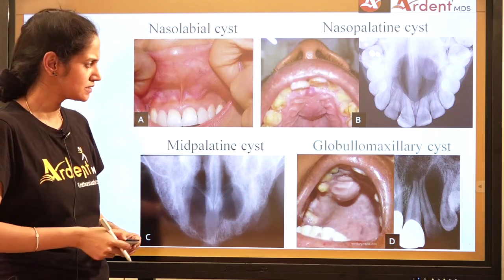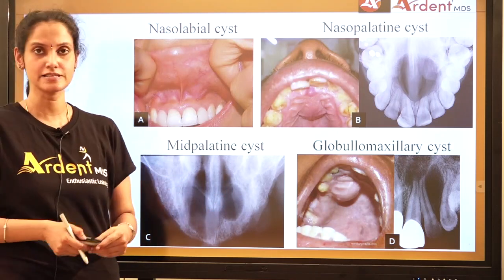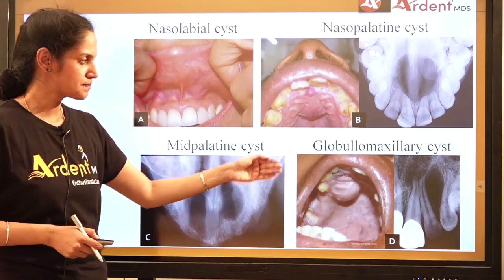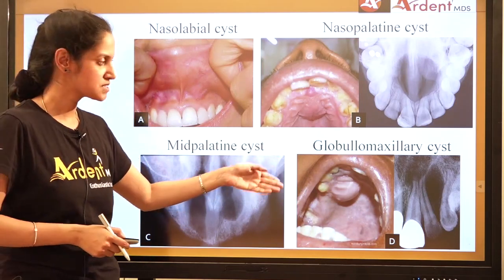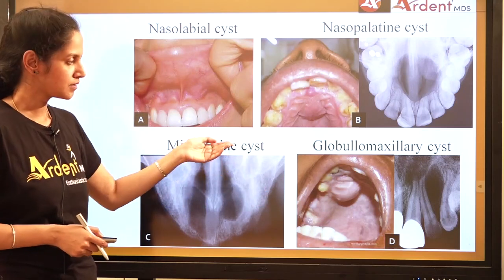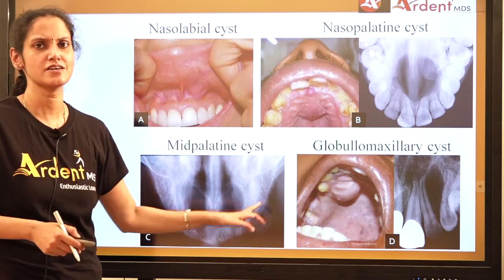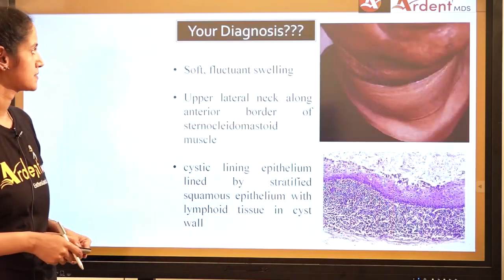So what is the last one? Nothing but the globulomaxillary cyst, as we saw in the previous slide. It is usually present between the cuspid and the incisor tooth. You see this inverted pear shape, periapical or globulomaxillary cyst.